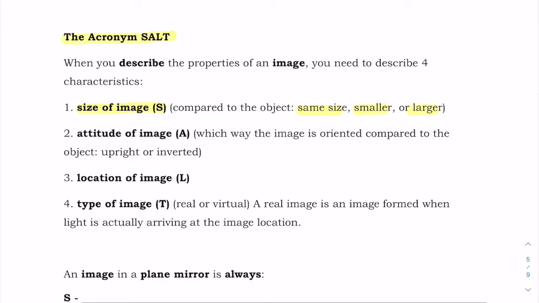A stands for the attitude of an image. What we mean by attitude is the orientation of the image. How is the image oriented relative to the object? Is it upright, meaning in the same position, or is it inverted?